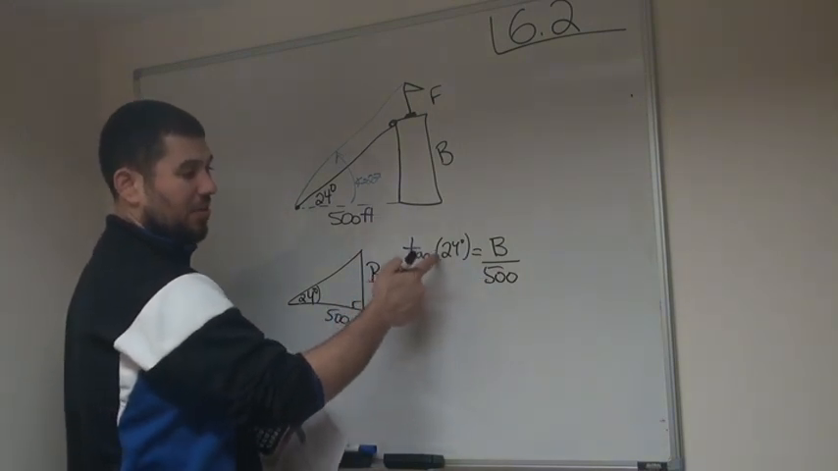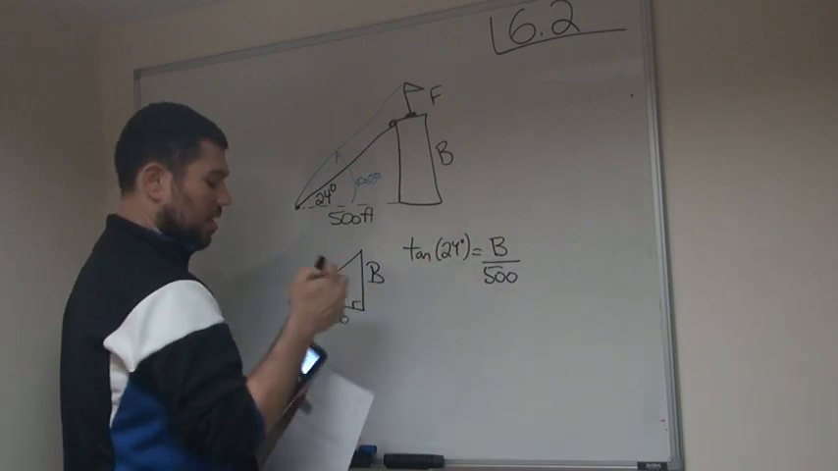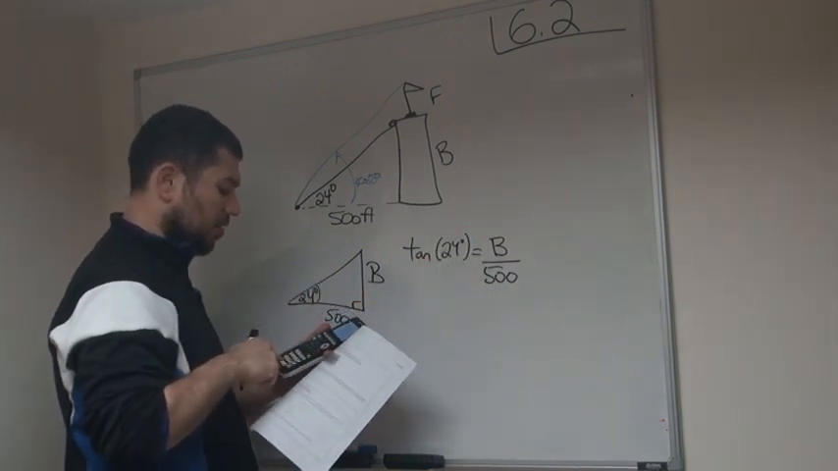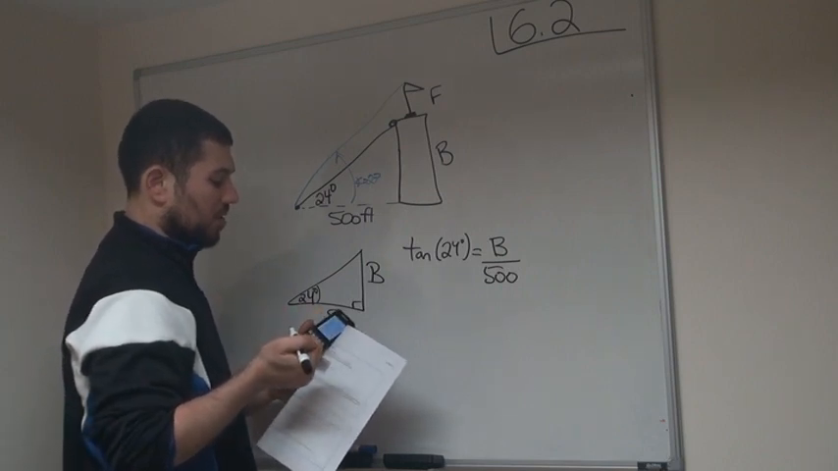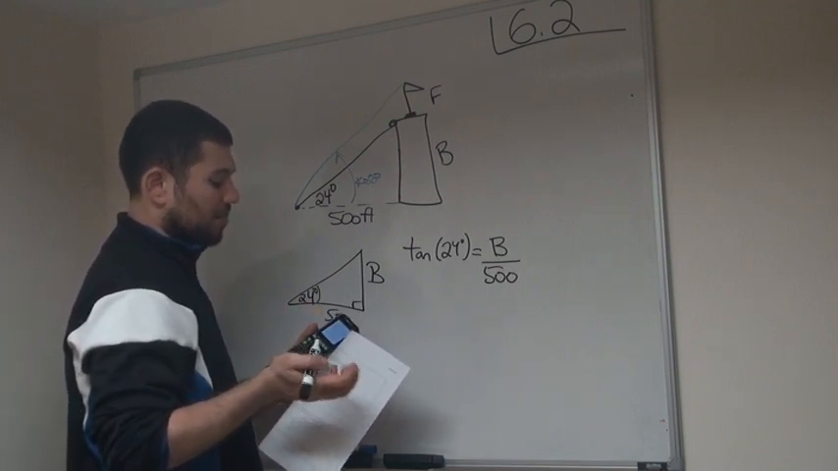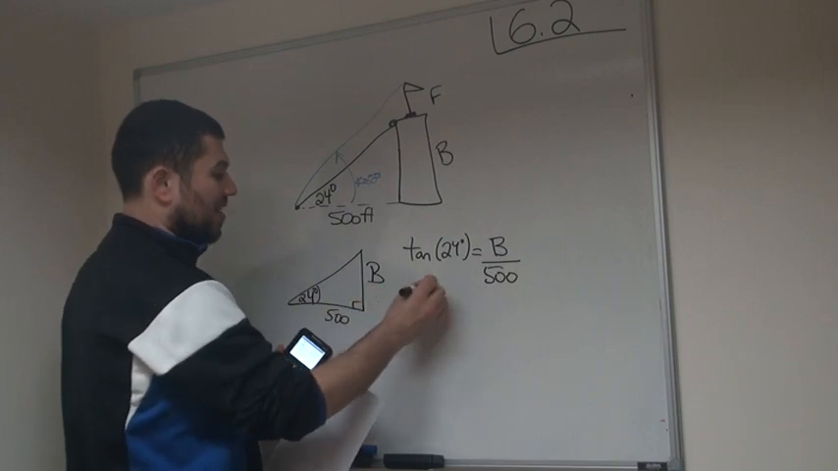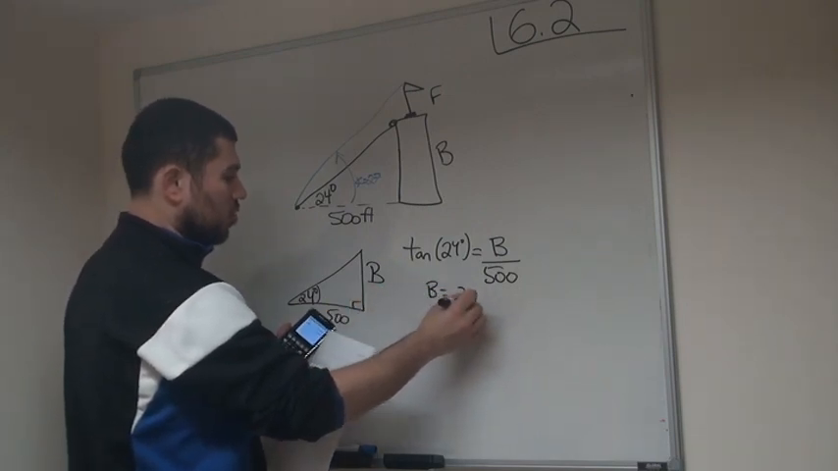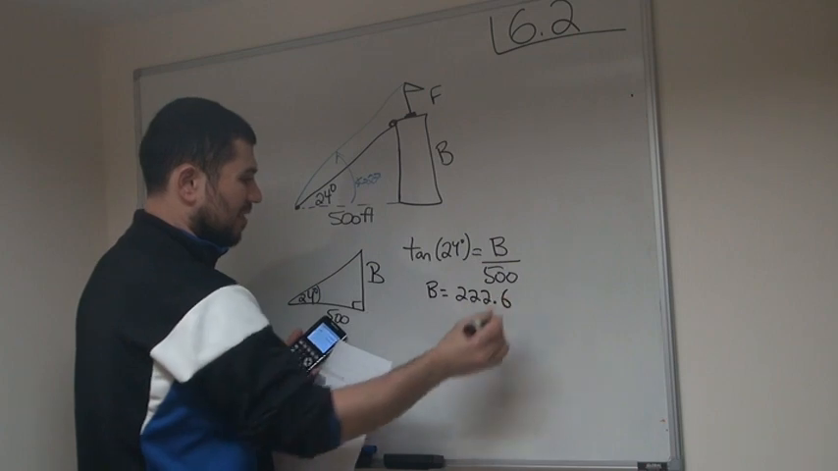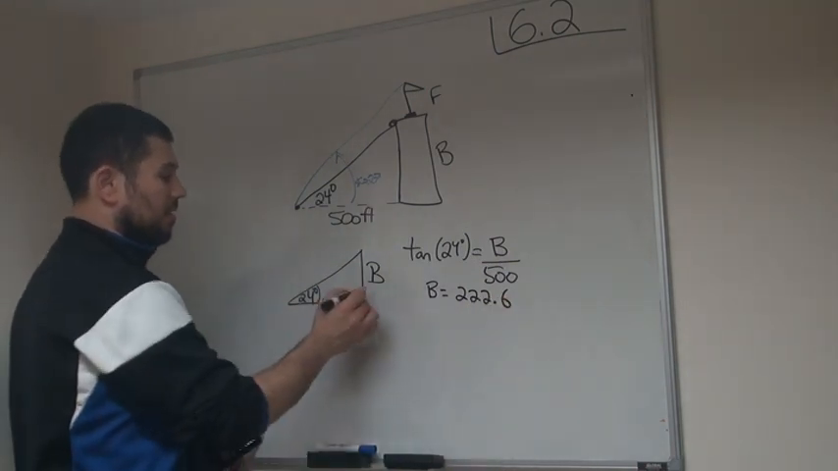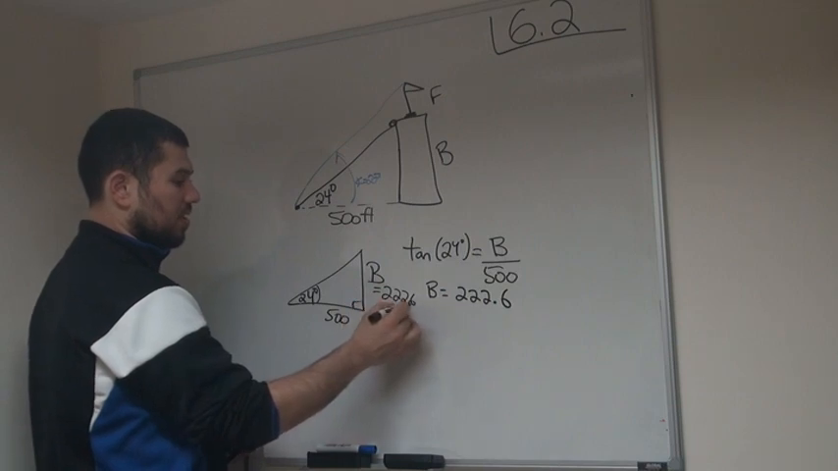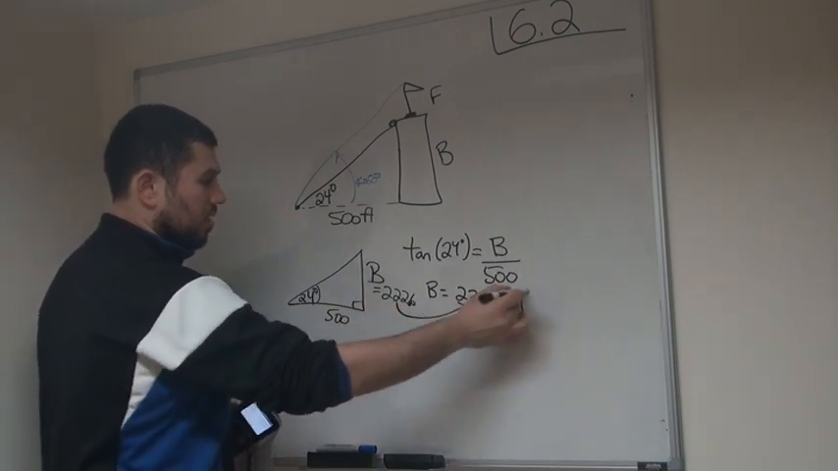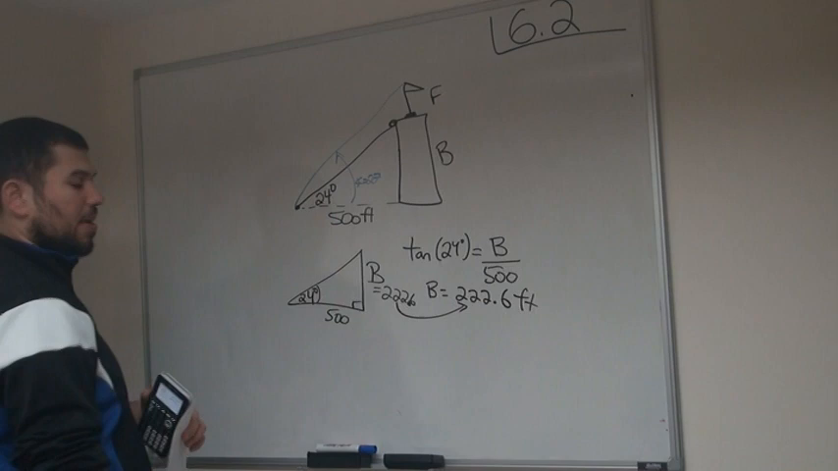I'm not going to write this out. I'm going to cross multiply directly. I'm just going to multiply that result by 500 to get an exact answer. And let's round to the nearest tenth. So the height of the building, B, is 222.6 feet. That's B. B is 222.6 feet. It's the height of my building.